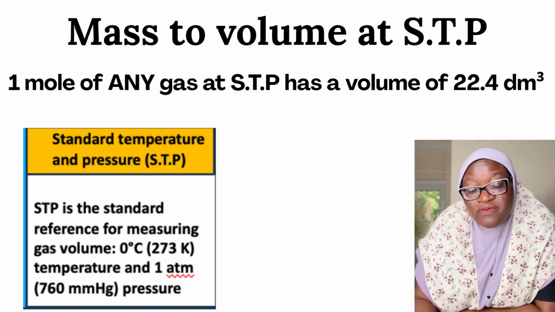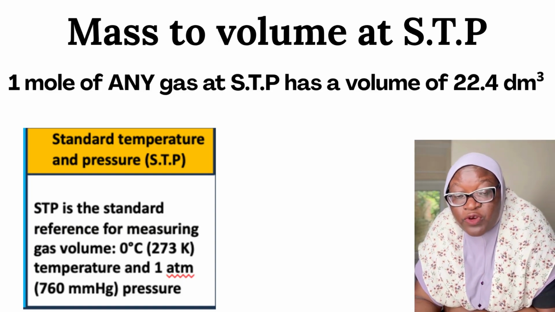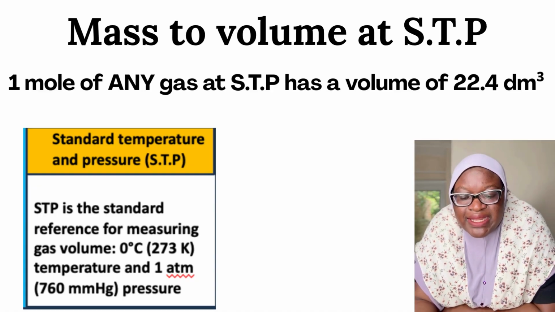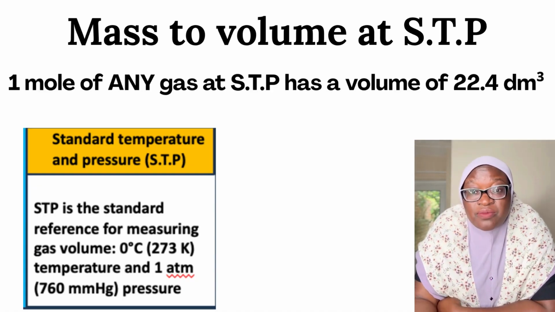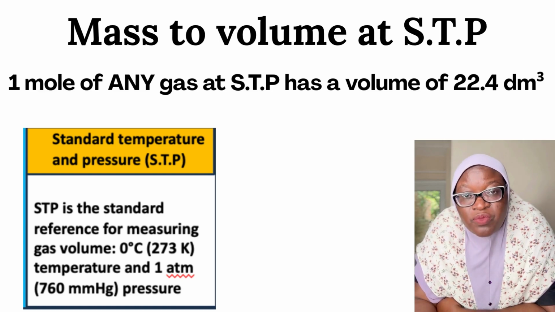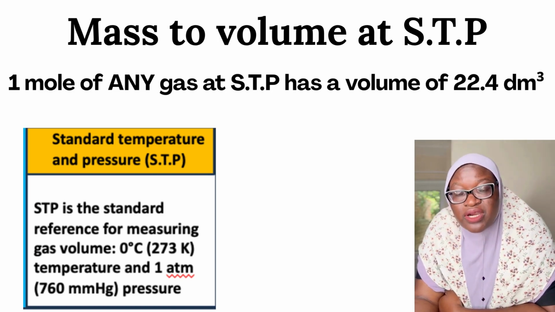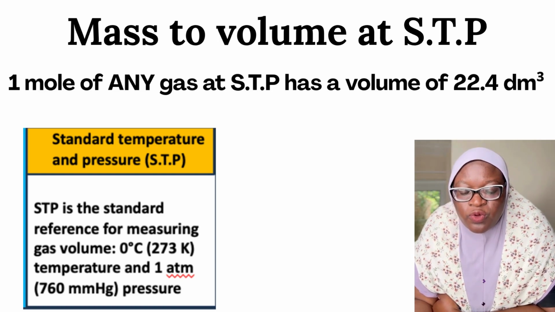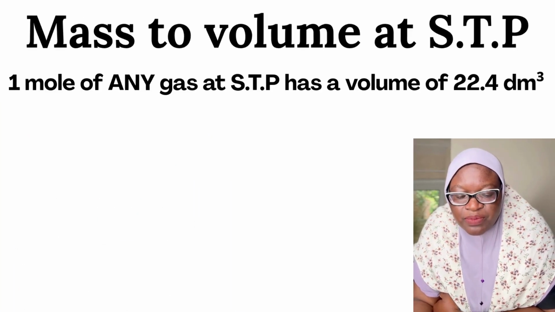So if 1 mole of the gas occupies 22.4 dm cube at STP, then if you know the volume, you can calculate the number of moles at STP. If you know the number of moles, you can use this relationship to calculate the volume. But this only holds at STP.